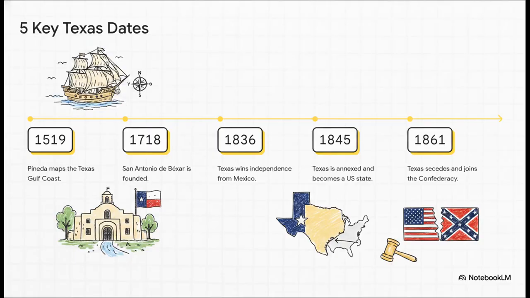And across all these major eras of Texas history, there are 5 massive dates every historian knows. These are your big turning points. We start in 1519, when Pineda mapped the Texas Gulf Coast, which is the first European record of the region. Then 1718, when San Antonio was founded as a permanent settlement. Next up is 1836, when Texas wins its independence from Mexico. Followed really closely by 1845, when Texas is annexed into the United States. And finally, 1861, when Texas secedes and joins the Confederacy.